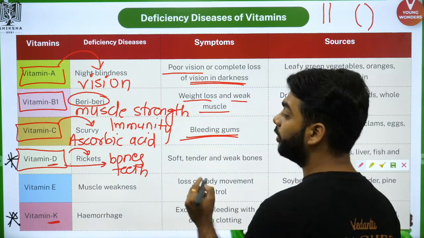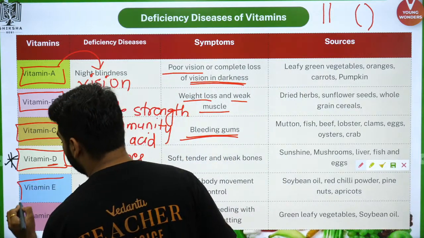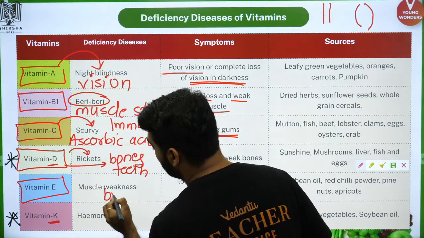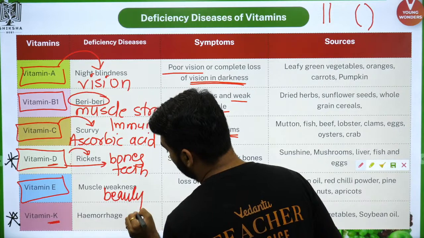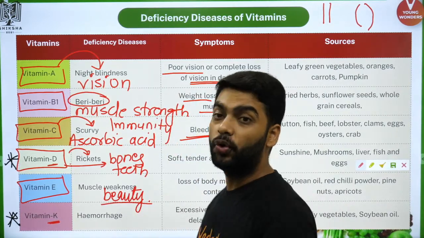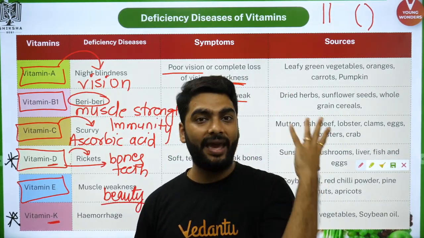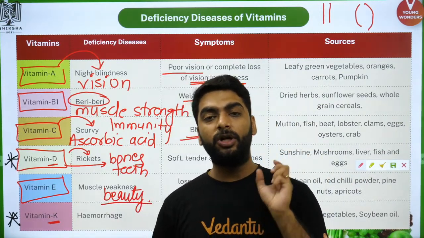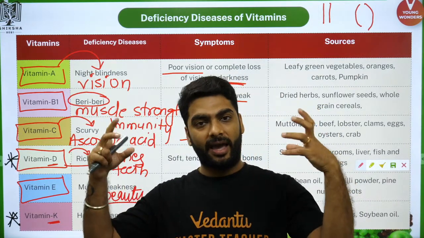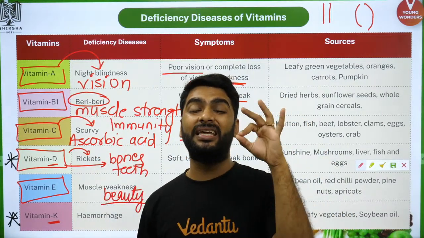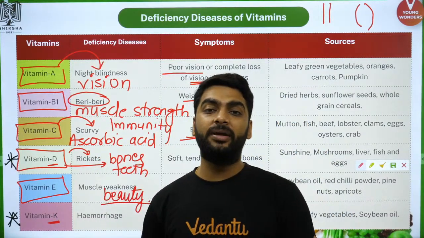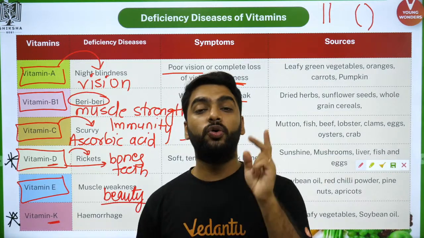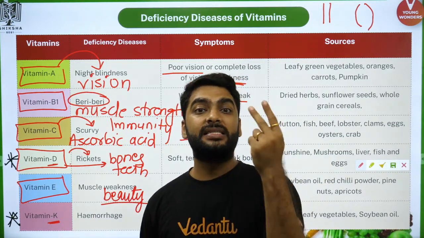Then we talk about the beautifying vitamin. The vitamin E, it is for beauty. This vitamin will give you good skin, good hair. For skin and hair, you need vitamin E. Many people, when they are oiling their hair, add a vitamin E capsule. You get vitamin E from your almond oil. You get vitamin E from your sunflower oil.